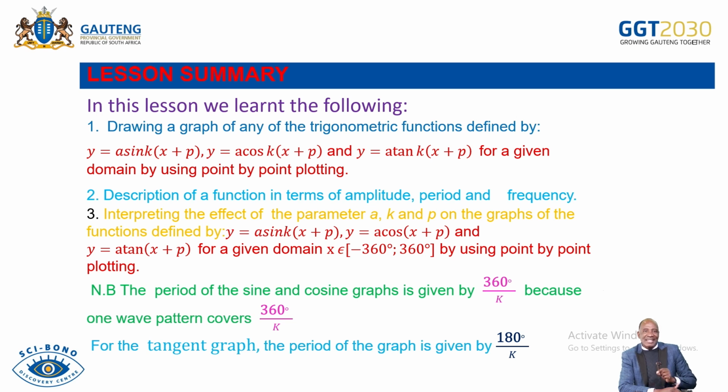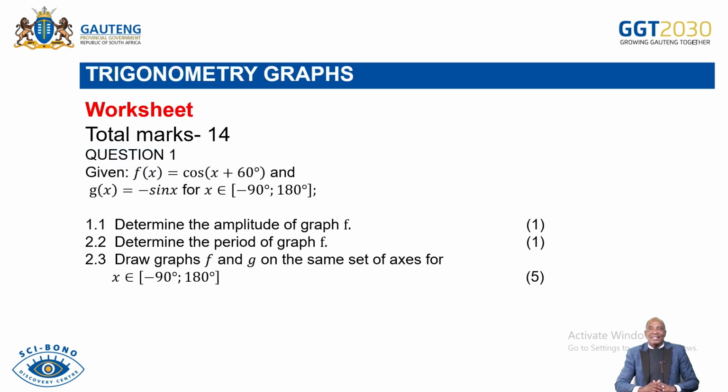But of interest is to take note of the following. The period of a sine graph and cosine graph is always given by 360 degrees divided by k, whatever coefficient of the variable you have there. You divide into 360, you'll know the period of that graph. Otherwise, for the tangent graph, you divide 180 by the k to know the new period of your graph.